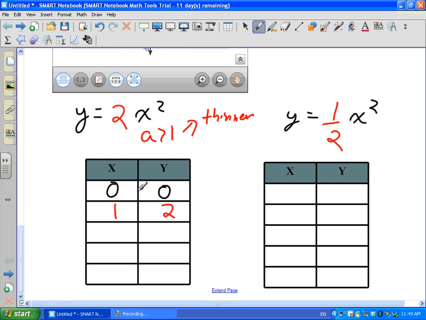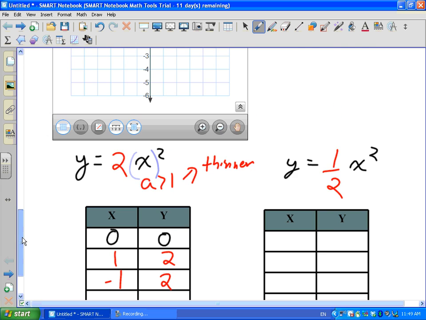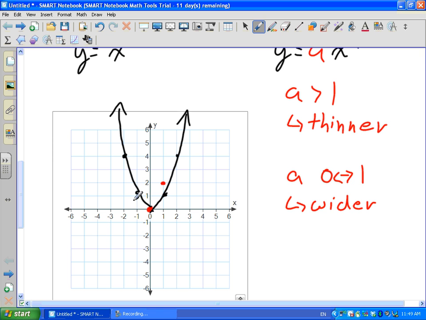Same idea if we go the other way. What if we use negative 1? I put negative 1 in for my x. What is negative 1 squared? Times 2? 2. My next coordinate is negative 1 and 2. So I go negative 1, 2. You can already tell that this parabola is probably going to be thinner.